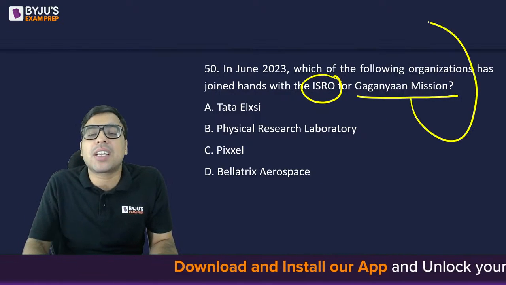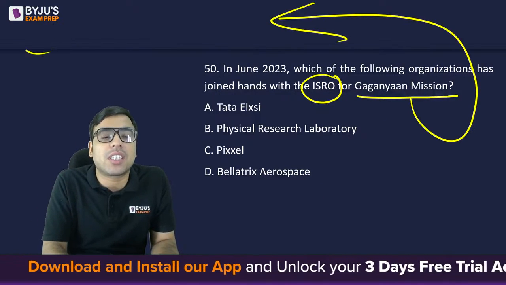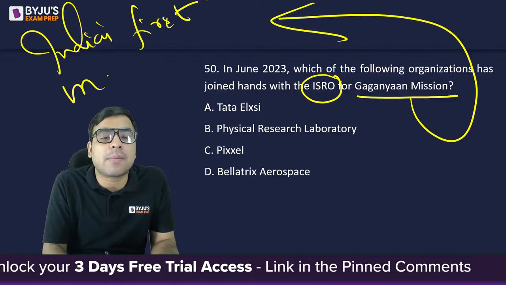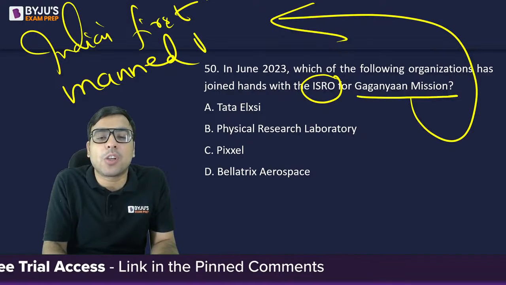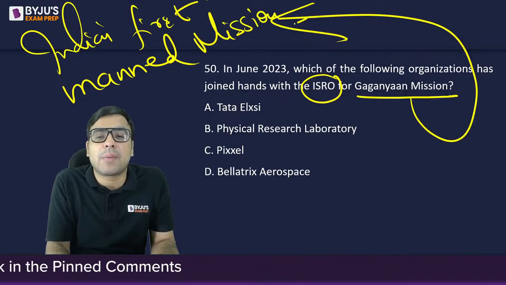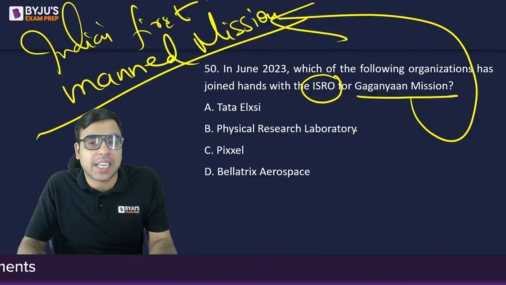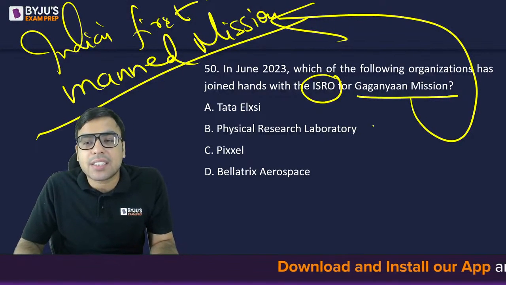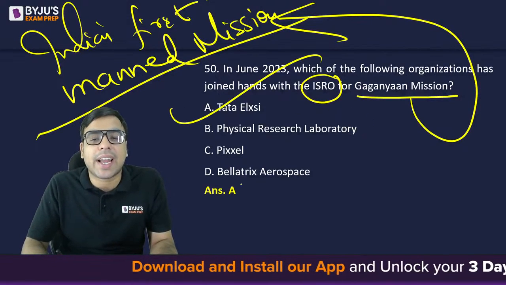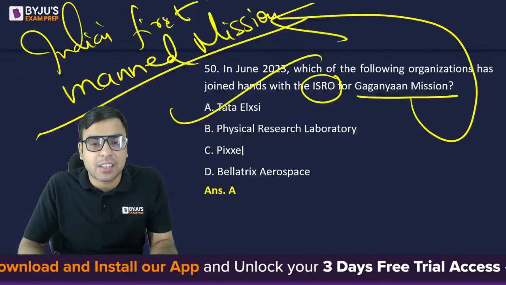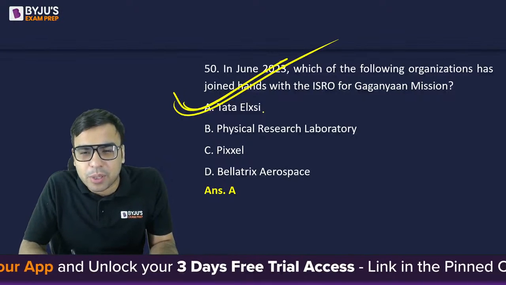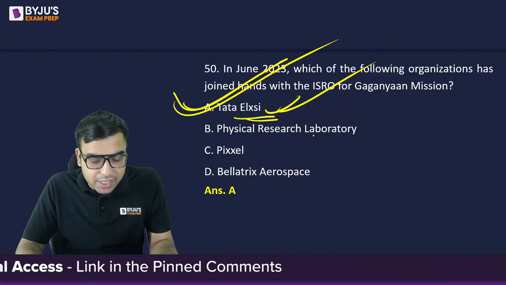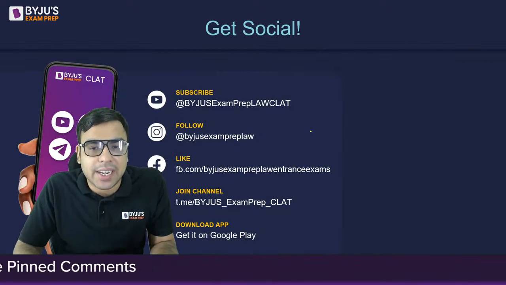See, Gaganyaan mission will be considered very famous because this will be India's first indigenous manned mission. Manned mission matlab humans will be going inside it. This will be the first time India will be launching this Gaganyaan mission. So the right answer is which has joined hands? ISRO has joined hands with Tata Elxsi. ठीक है. So A is the right answer to this question. I don't know the pronunciation. शायद Elxsi पढ़ते हैं इसको, है ना? So A is the right answer. Yes, Gauri, Priya, Chavan, Nitika, Titishka, Vandana, you are right. A is the right answer to this question.